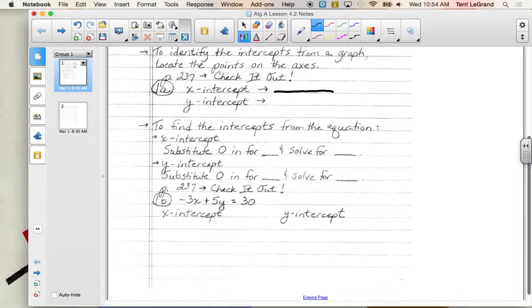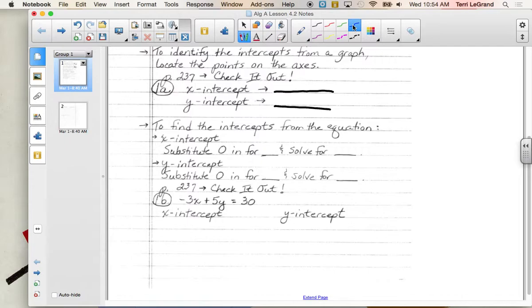Okay? Well, while you're at it, why don't you do the y-intercept too? What do you think the y-intercept is for that graph? So they give us the graph, it's really easy. What do you think the x-intercept is for that graph?